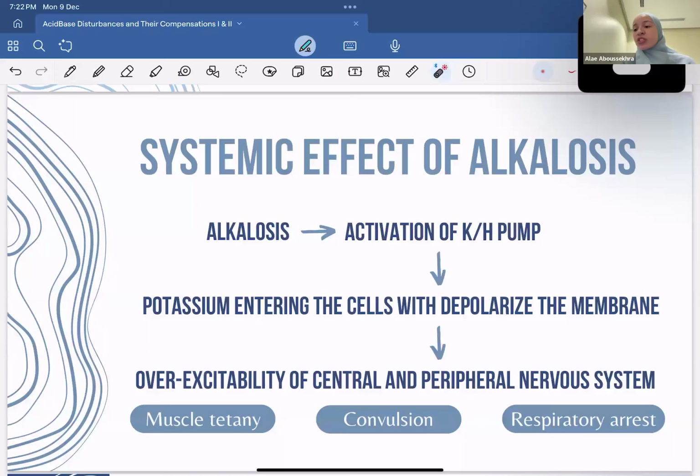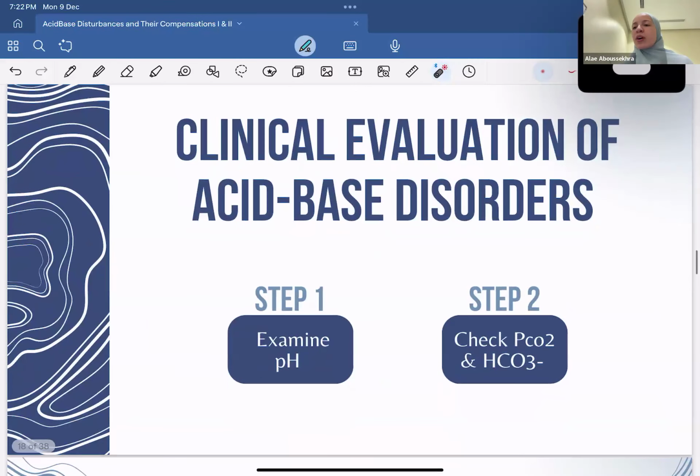It can cause convulsion, and it can cause respiratory arrest, which can often lead to death. So this is why it's really important to understand these concepts. Okay, so now that we know all of the disturbances and what goes wrong in each one, how do we evaluate these disturbances in the clinic? Like when a patient comes in, how do we know that this person is experiencing an acid-base disorder?